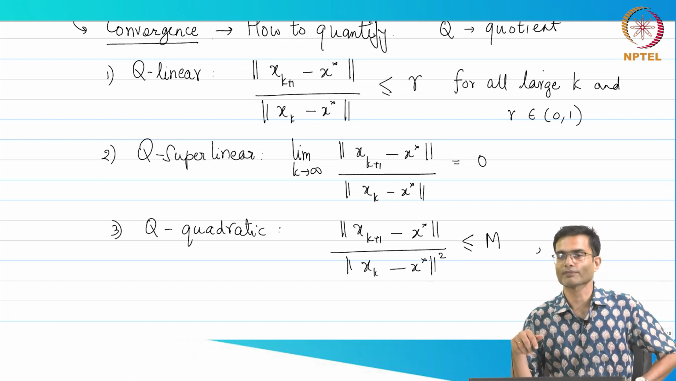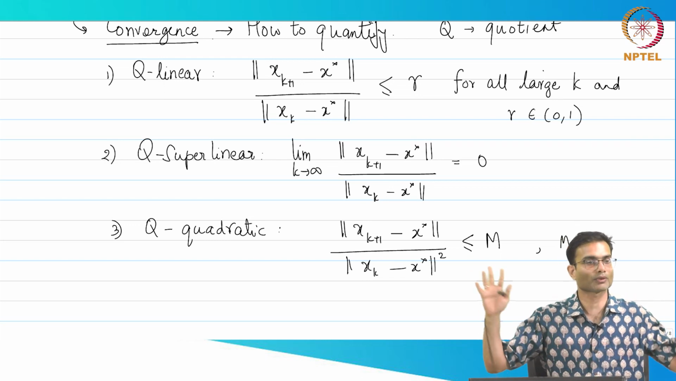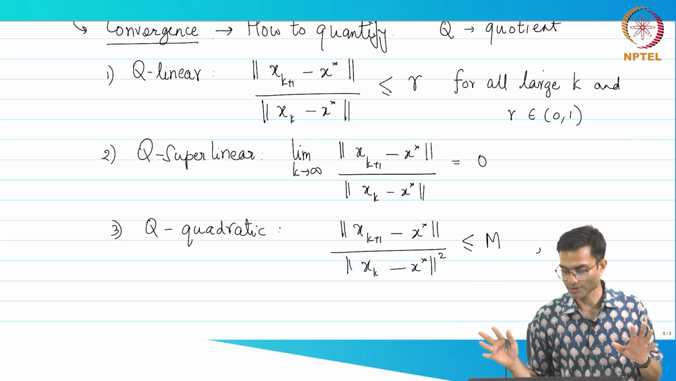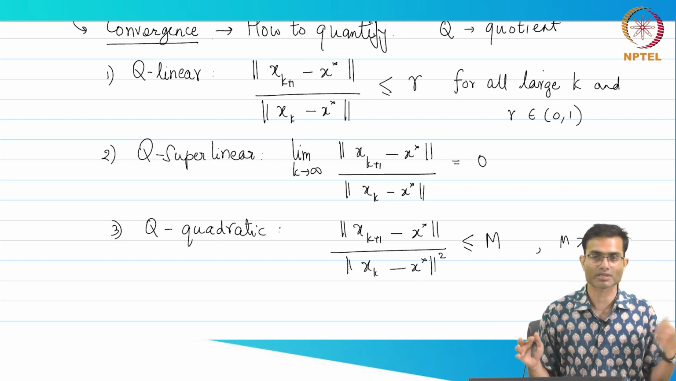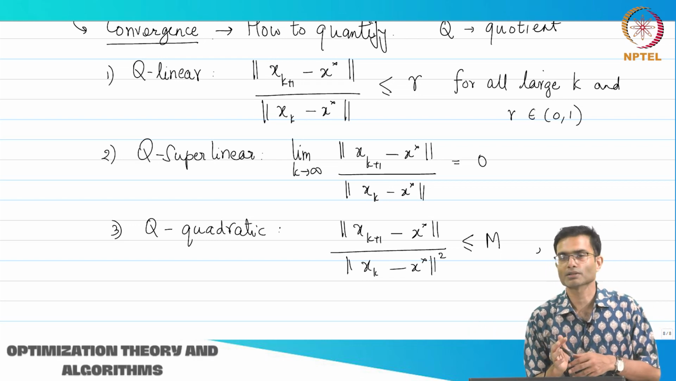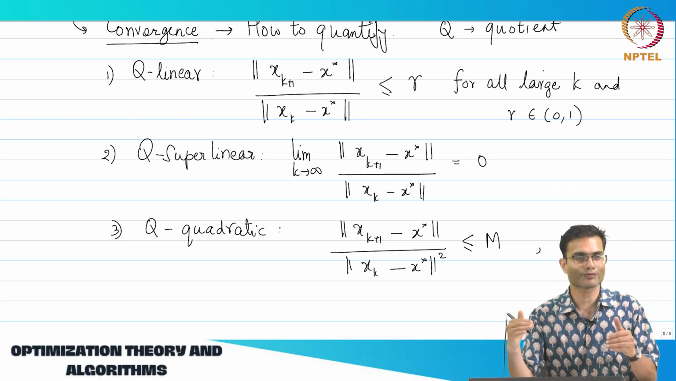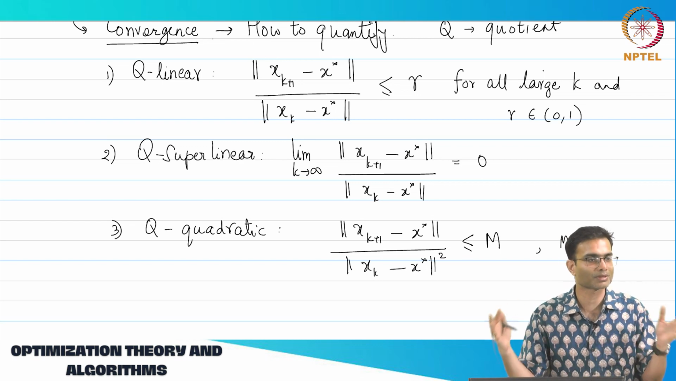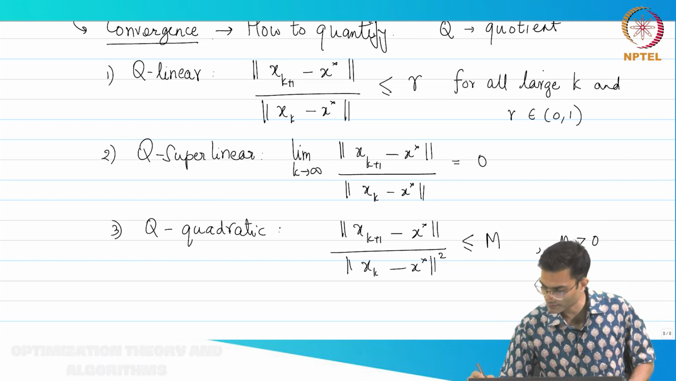And you can imagine I could come up with all sorts of funny definitions. Instead of square, I could say to the power 1.75 or whatever, right? But it turns out that most algorithms that we have fall into one of these three categories, which is why we have defined these three categories.